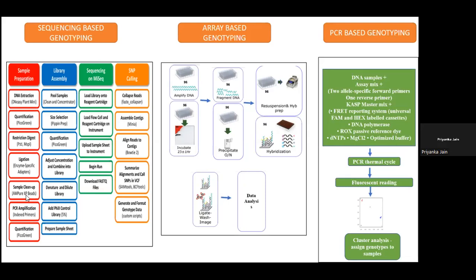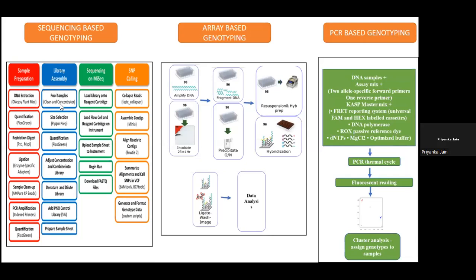Once the sample is ligated with the adapters and is clean, PCR amplification is done, then its quantification is done, in order to check whether it has a sufficient quantity of DNA which can be used for sequencing-based genotyping. Okay. Then comes the library preparation step during genotyping. Library preparation is basically preparing your sample so that it can run on the sequencing platform.